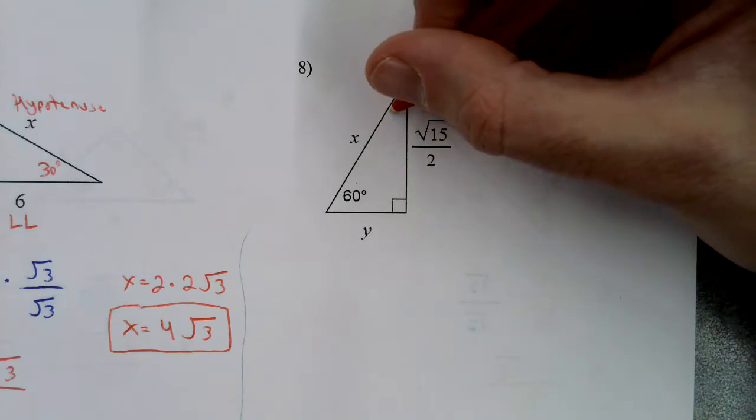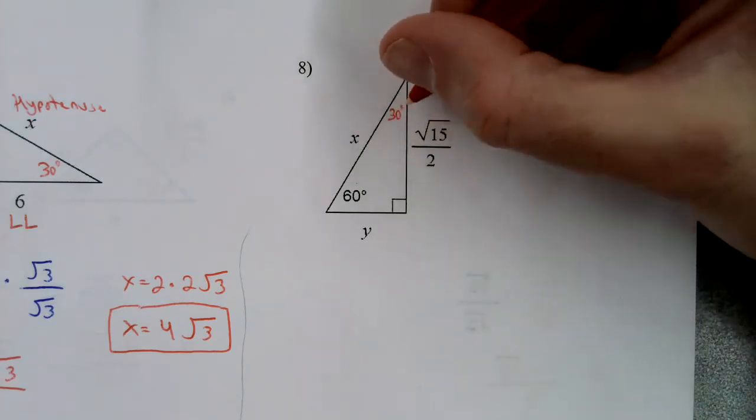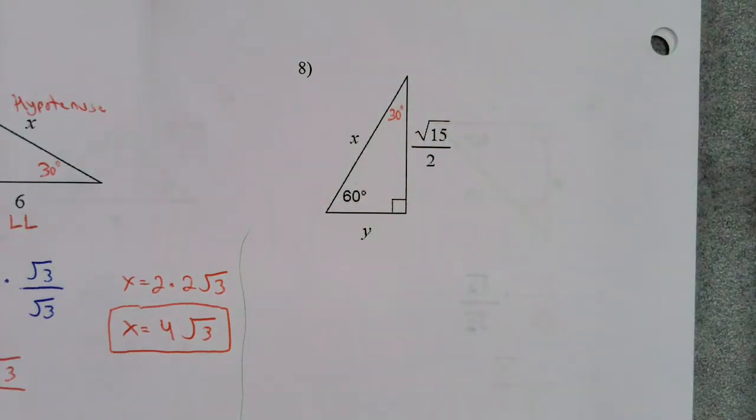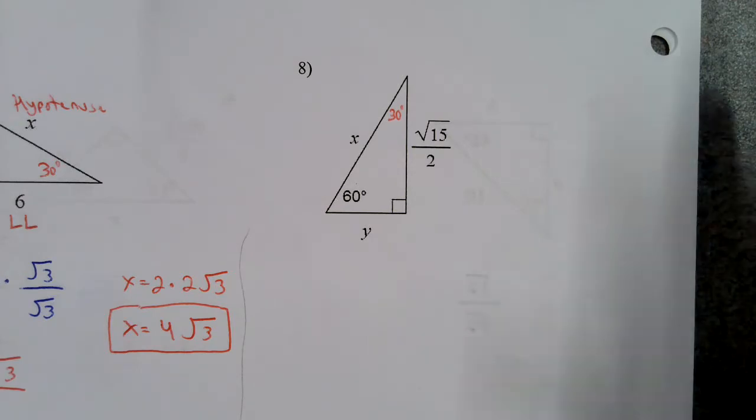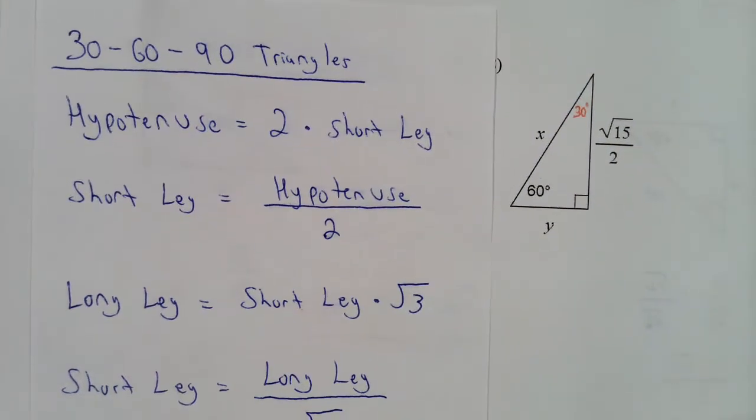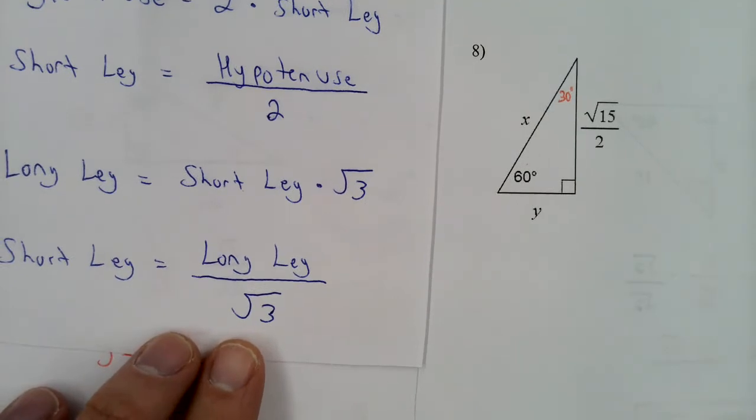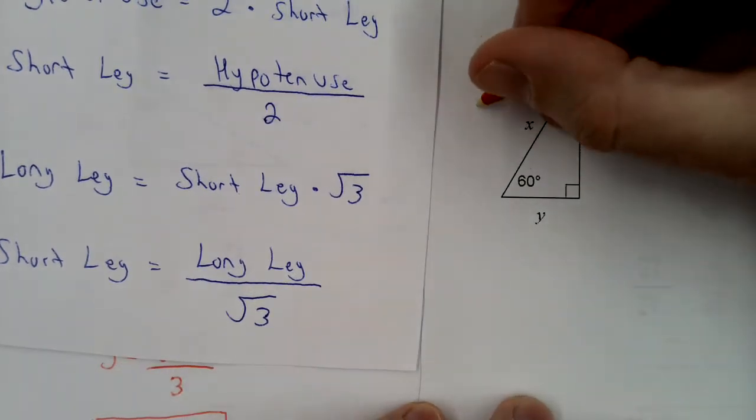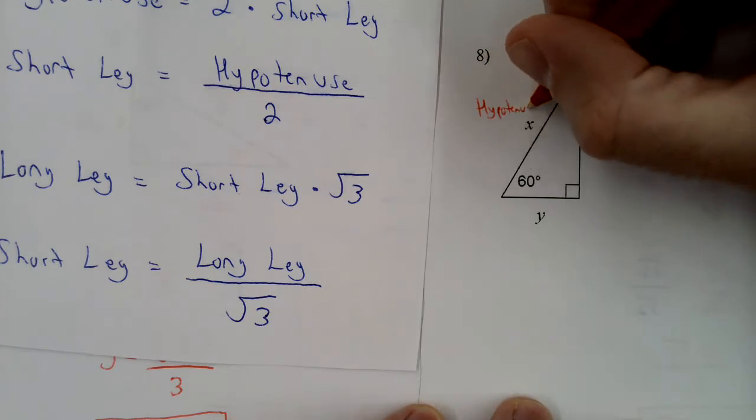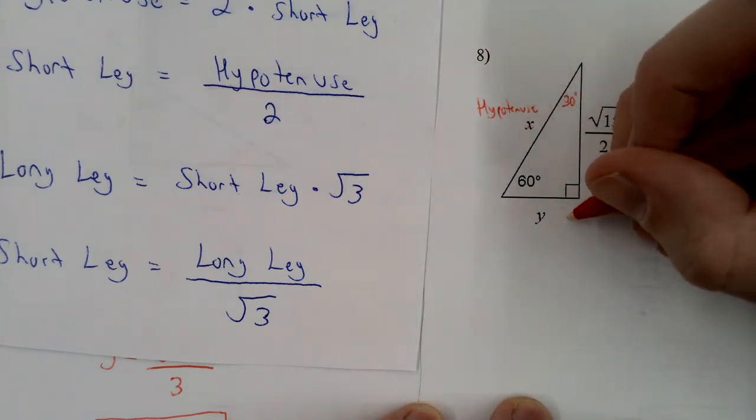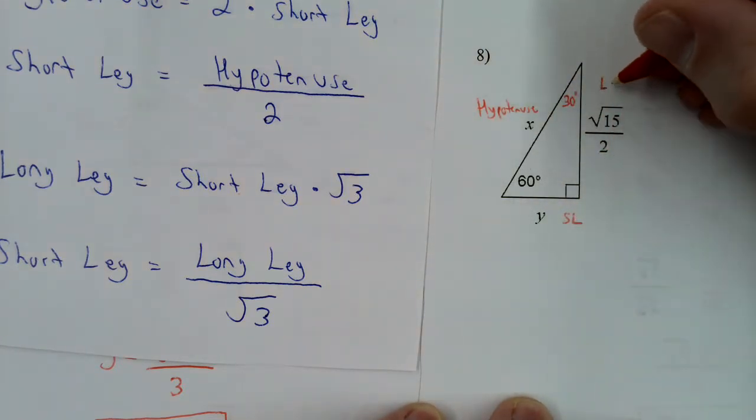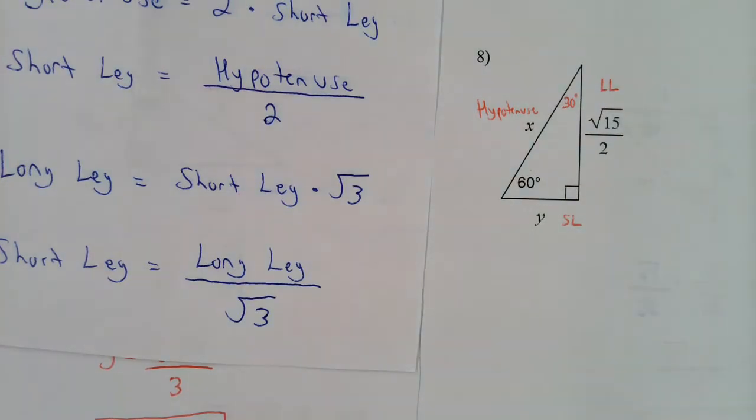Okay, last one. This is the 30-degree angle. We have the long leg, so we can find the short leg next. Short leg equals long leg divided by square root of 3. Again, let's label. This is the hypotenuse, short leg, and long leg. Let's find the short leg y.